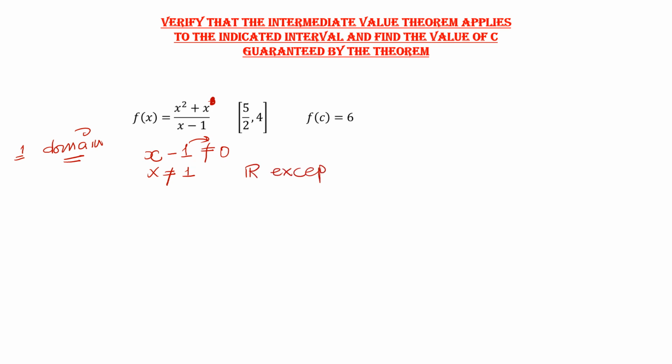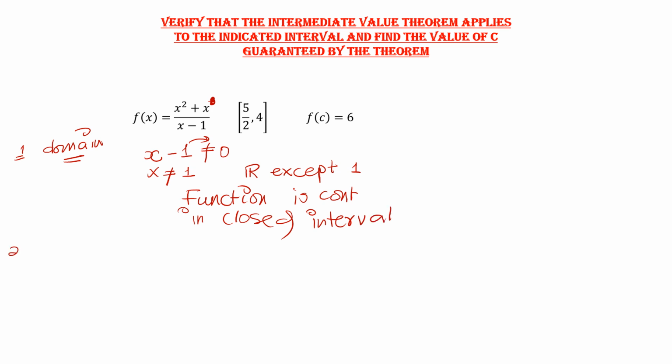So you can see that 1 is not lying in the closed interval. So you can say that the function is continuous in the closed interval, and you have to write that down. So the first condition is fulfilled. Now check the second condition. It means you have to find f of a, the y value at a, and the y value at b. So your a is 5 over 2.